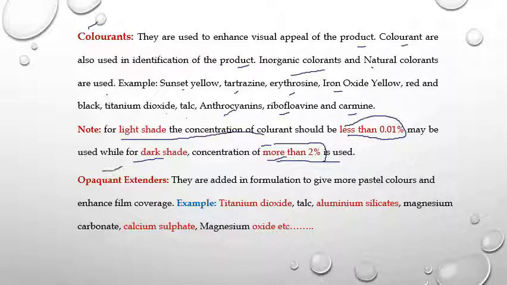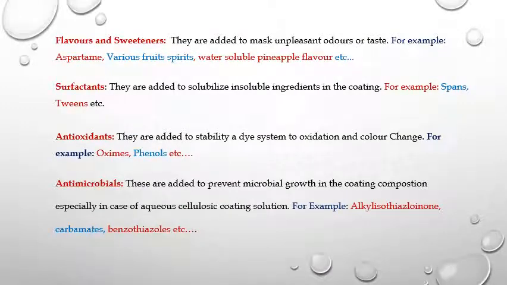Opacifier extenders. They are added in a formulation to give a more pastel color and enhance film coverage. Examples: titanium oxide, talc, aluminium silicate, magnesium carbonate, calcium sulfate, magnesium oxide, etc. Now, flavors and sweeteners. They are added to mask the unpleasant odor or taste. For example, aspartame, various fruit spirits, water soluble pineapple flavor extracts, etc.